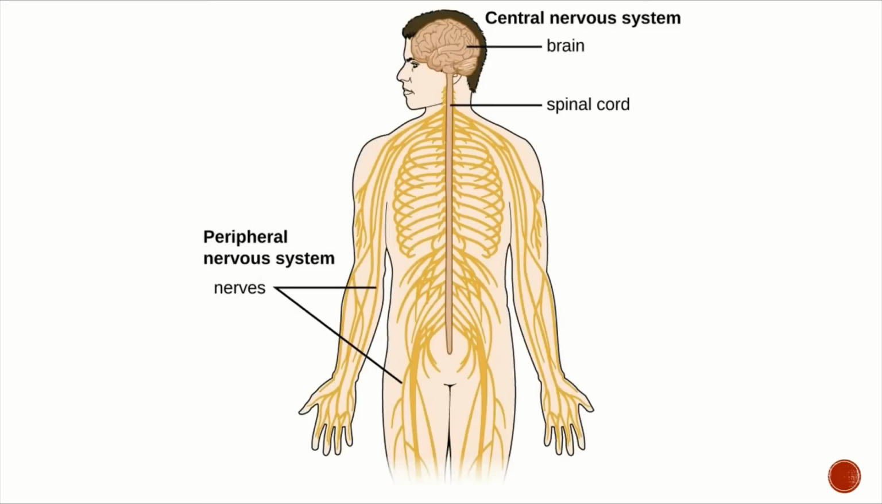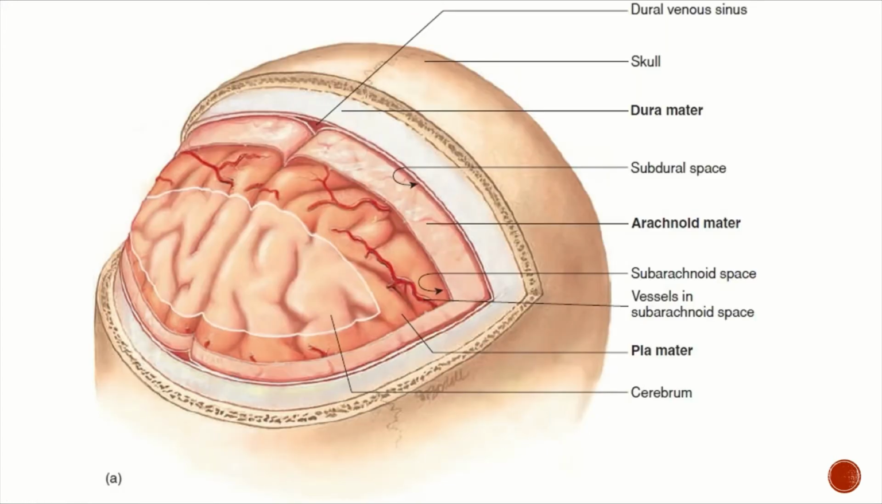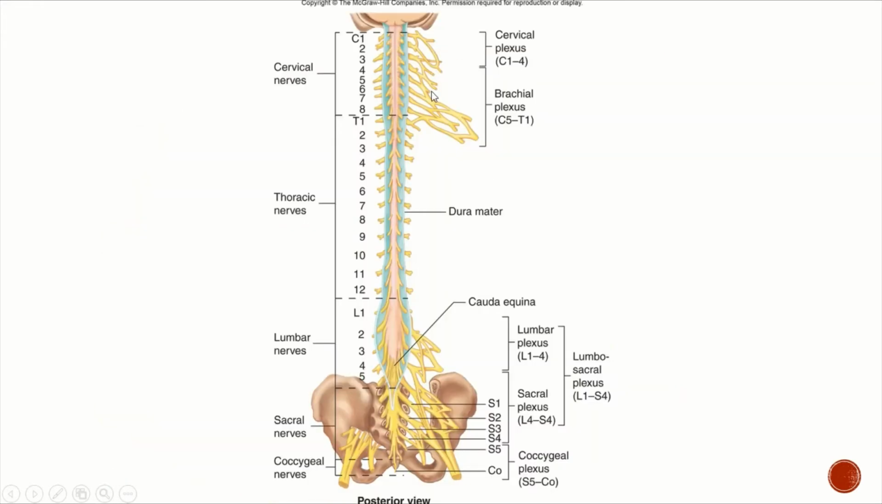Then we have the nervous system. The nervous system consists of the brain, spinal cord, and nerves. We divide it mainly into the central nervous system, with the brain and spinal cord, and the peripheral nervous system, which is our nerves. Also, the central nervous system is covered by the meninges. Meninges are these three layers: the dura mater, arachnoid mater, and pia mater.